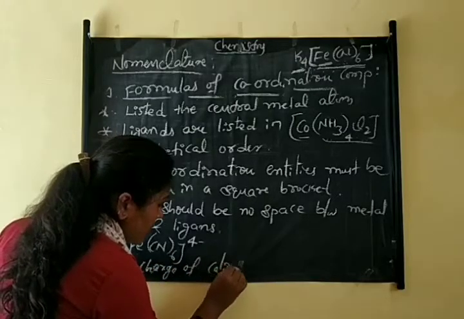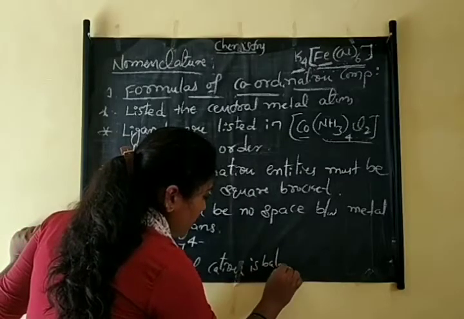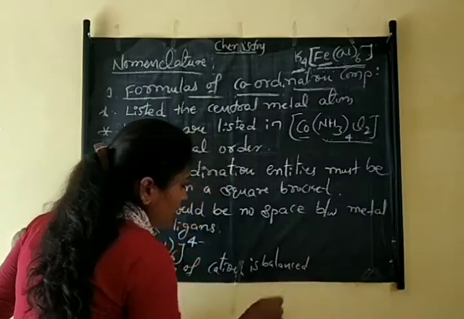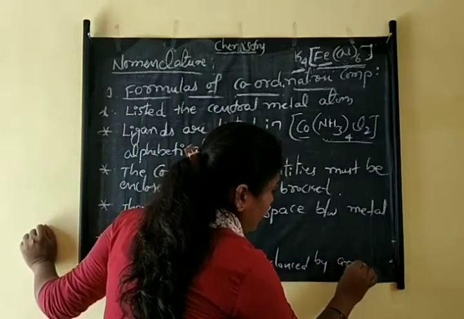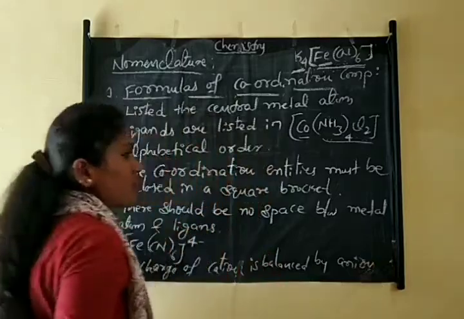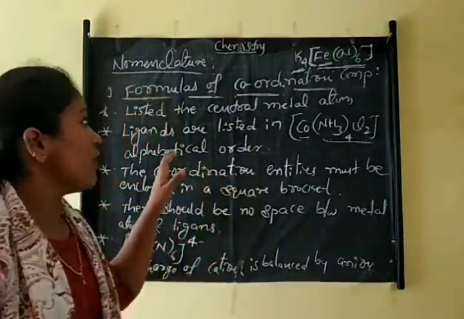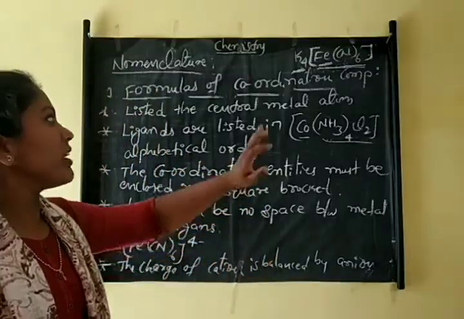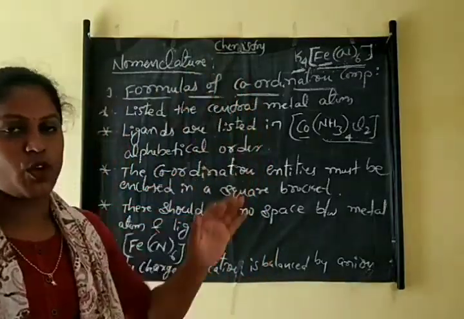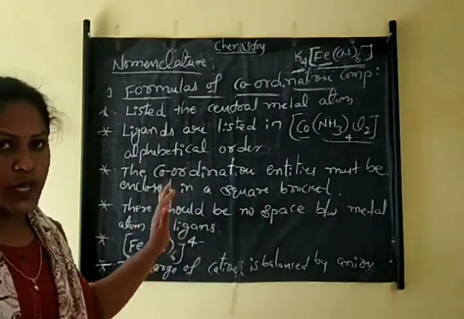The charge of the cation is balanced by the anion. Okay, so these are some of the formulas of coordination compounds you have to know before the naming of coordination compounds. Before naming a coordination compound, we should know these rules.